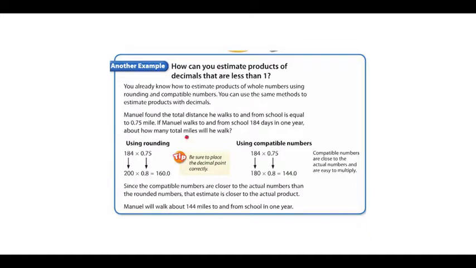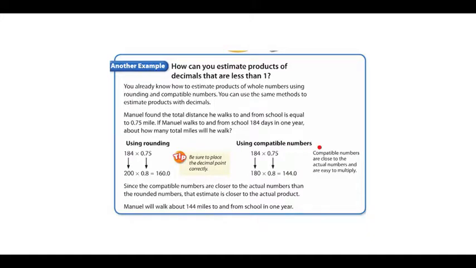Okay, well here using rounding, they rounded 184 to 200, okay? And then 75 hundredths, if you look at it as 75, like the whole number 75, I know that I could round that up to 80, okay? But you got to keep the decimal where it's at, so it would actually be 80 hundredths or 8 tenths, which would be the same thing. So when you multiply, you get 160. Okay, this little tip right here, very important, just like when we were multiplying in the previous lesson.